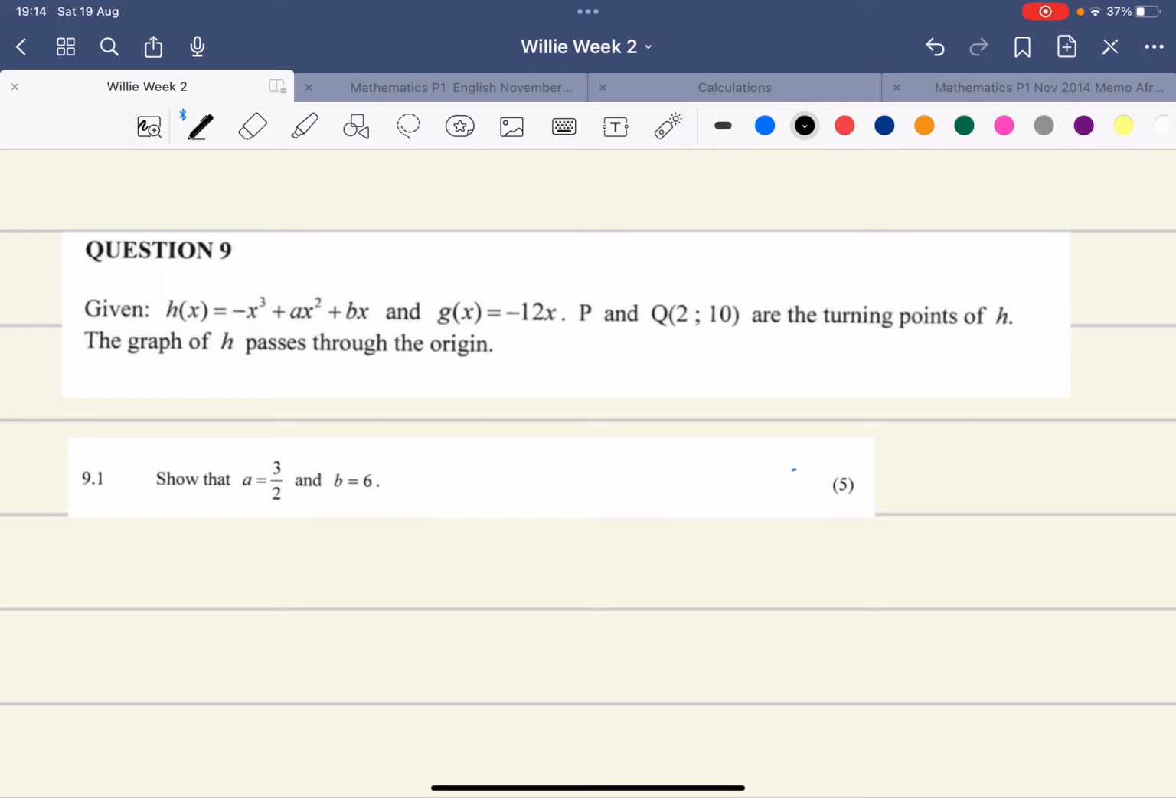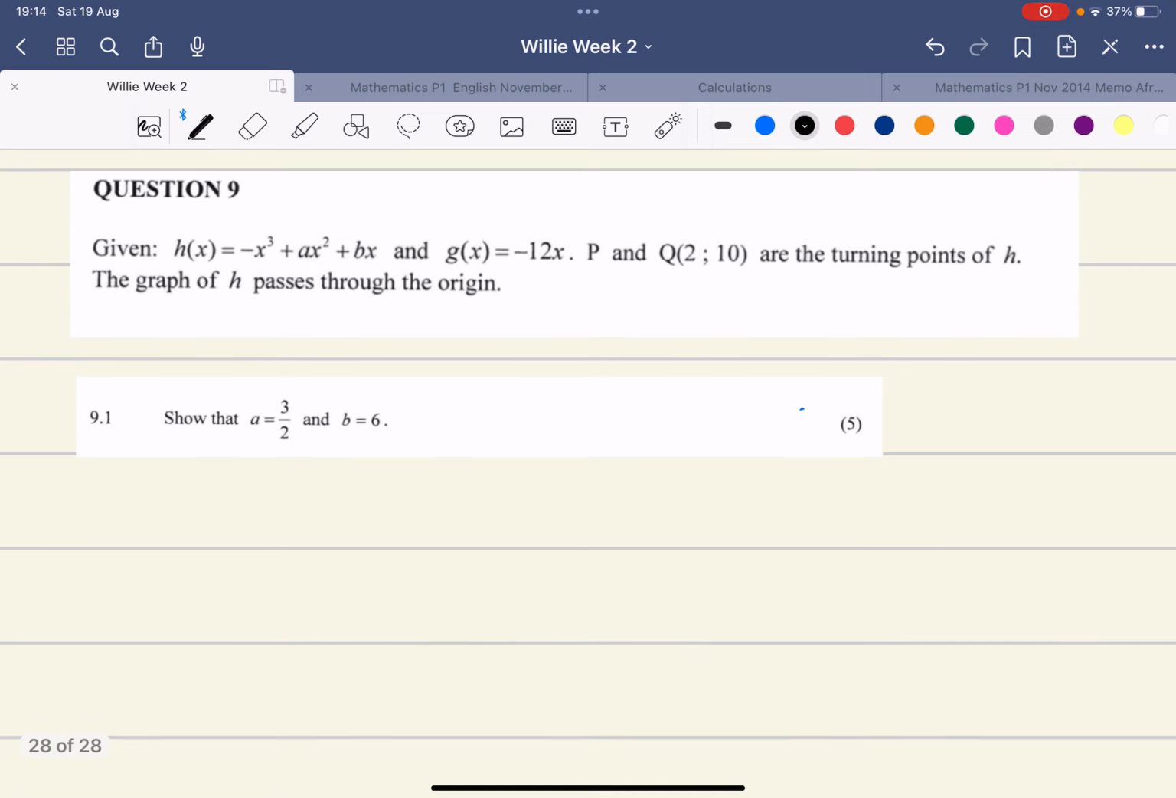Okay, in this question we're given h of x is equal to minus x cubed plus ax squared plus bx, as well as g of x, which is equal to minus 12x. We're also given the points P and Q, where Q is actually given to us as (2, 10), and they are the turning points of h. The graph of h passes through the origin. Question 9.1 asks us to show that a is equal to 3 over 2 and b is equal to 6.